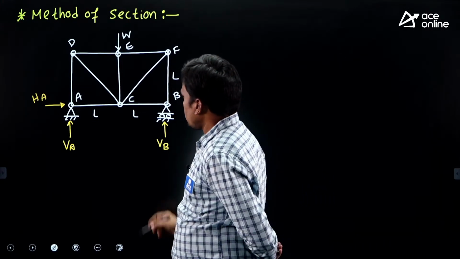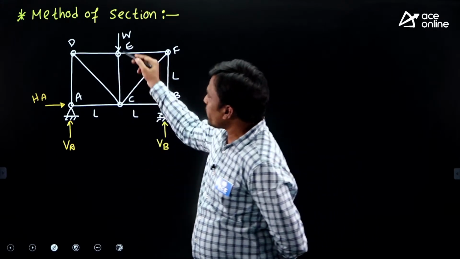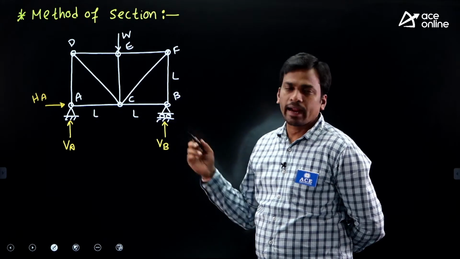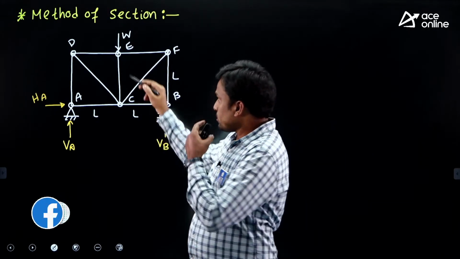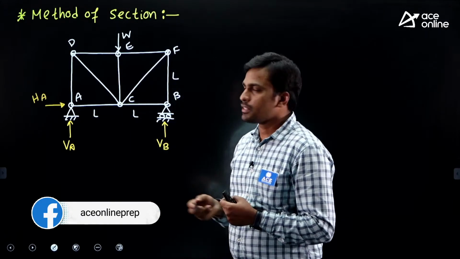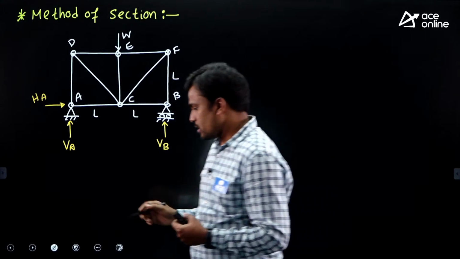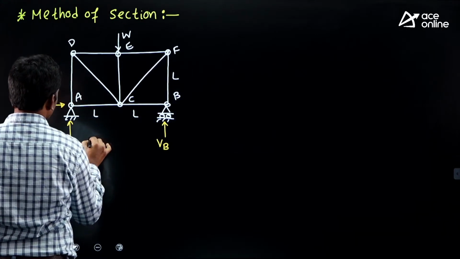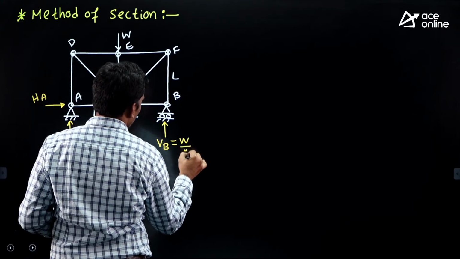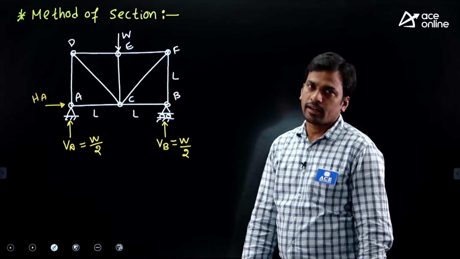Students, this is a symmetrical truss, right? The load is acting exactly at the center only. If the load acts at the center, then the total load is taken by these 2 supports equally. It means W by 2, W by 2 directly, because the load is acting at the center.